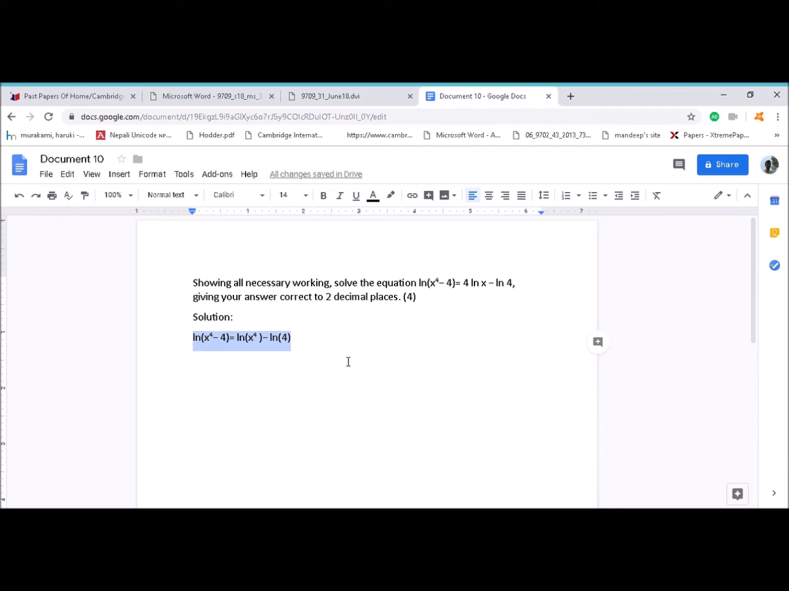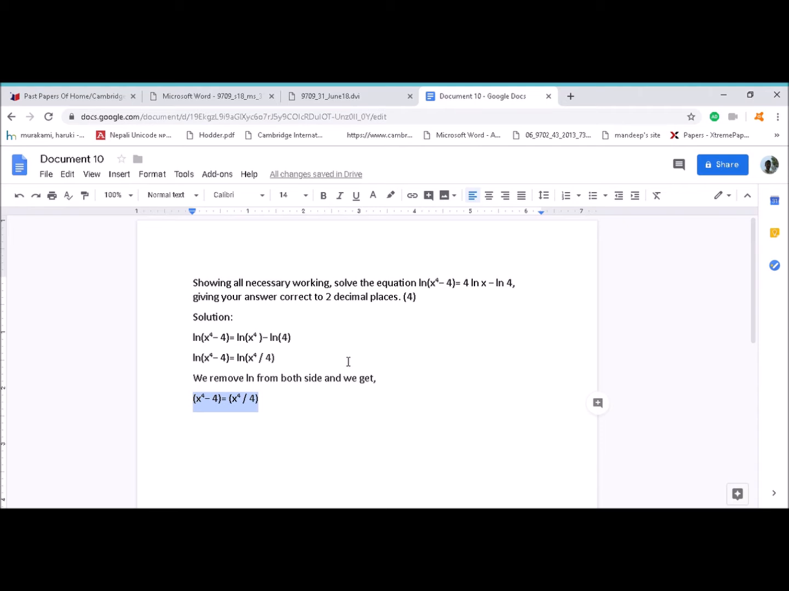So it will be ln x^4 - ln 4, and after this we again use the logarithmic rule where the subtraction of two ln will be dividing, so it will be x^4 divided by 4. After this we remove the ln from both sides and we get x^4 - 4 = x^4 divided by 4.